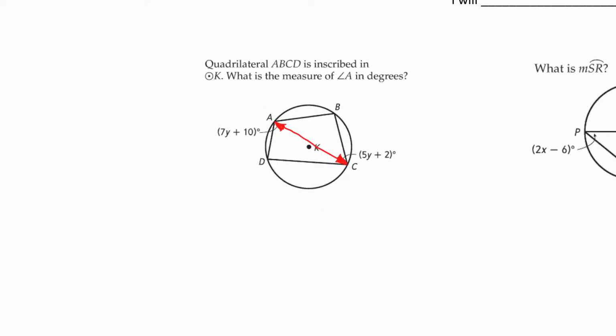So 7y plus 10 plus 5y plus 2, that would be 12y plus 12, if you just go ahead and add those up. So they add up to equal 180. All right, subtract 12 from both sides. You get 168 divided by 12.